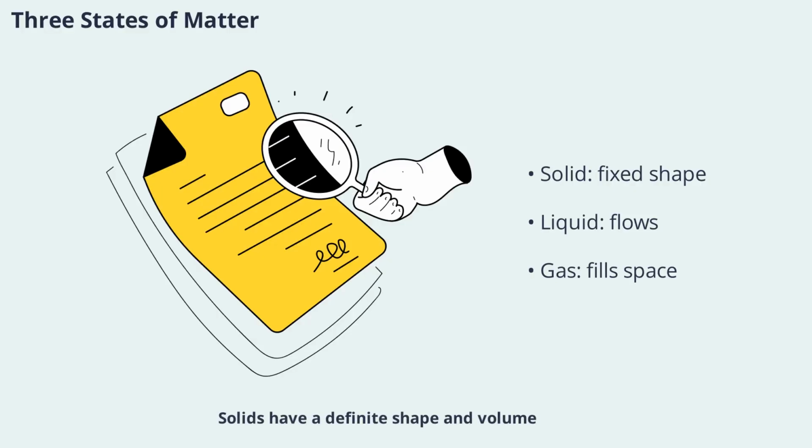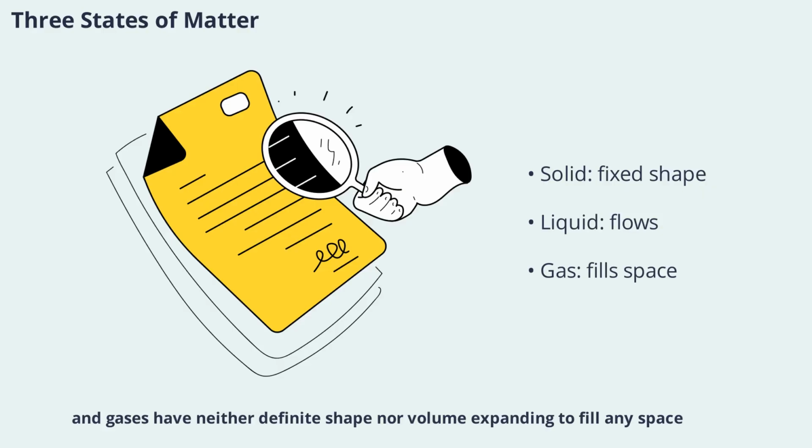Solids have a definite shape and volume, liquids have a definite volume but take the shape of their container, and gases have neither definite shape nor volume, expanding to fill any space. These states are determined by the arrangement and movement of particles. Understanding these differences helps us explain everyday phenomena like why ice melts or steam rises. Let's dive deeper into each state and see how their properties affect their behavior.